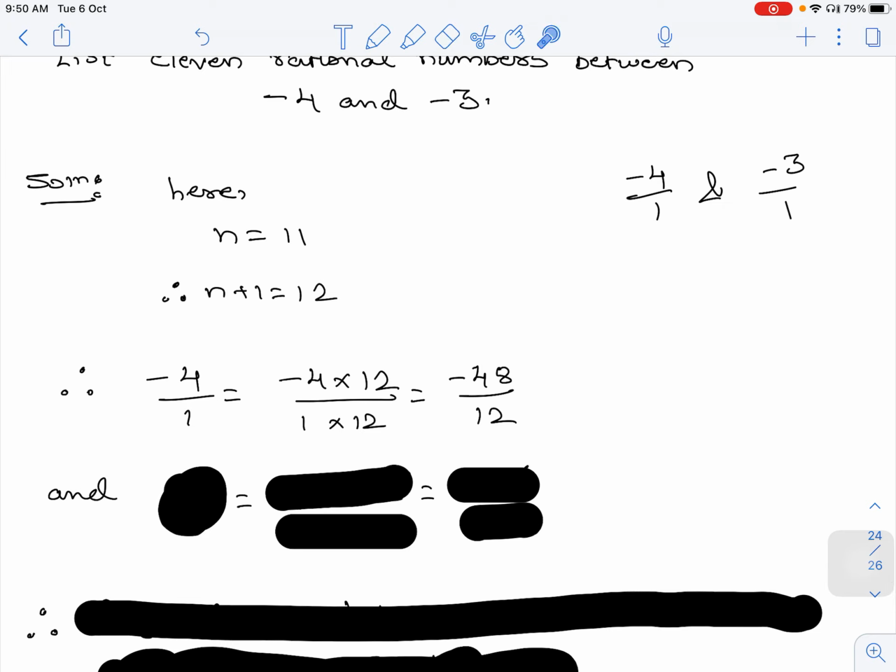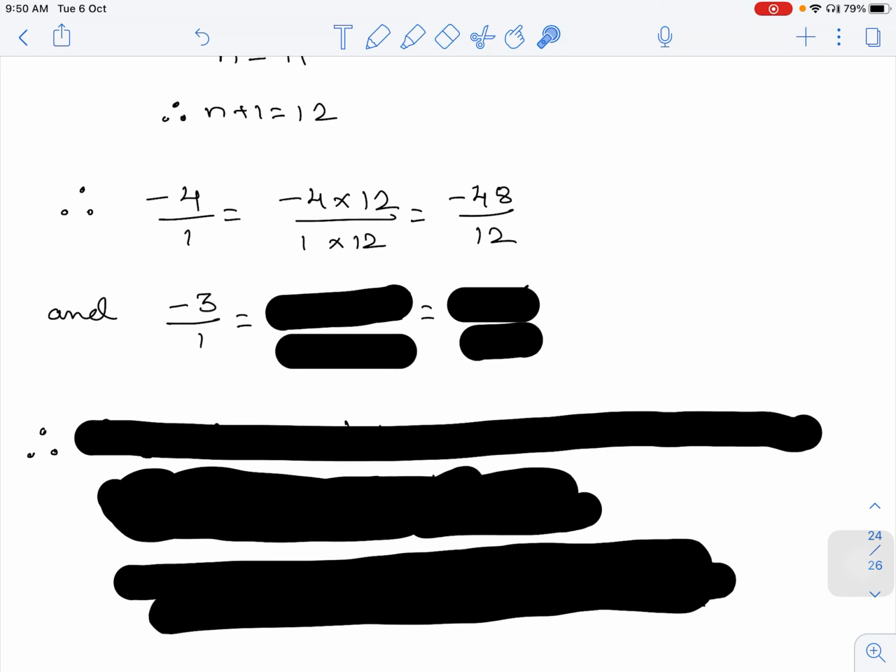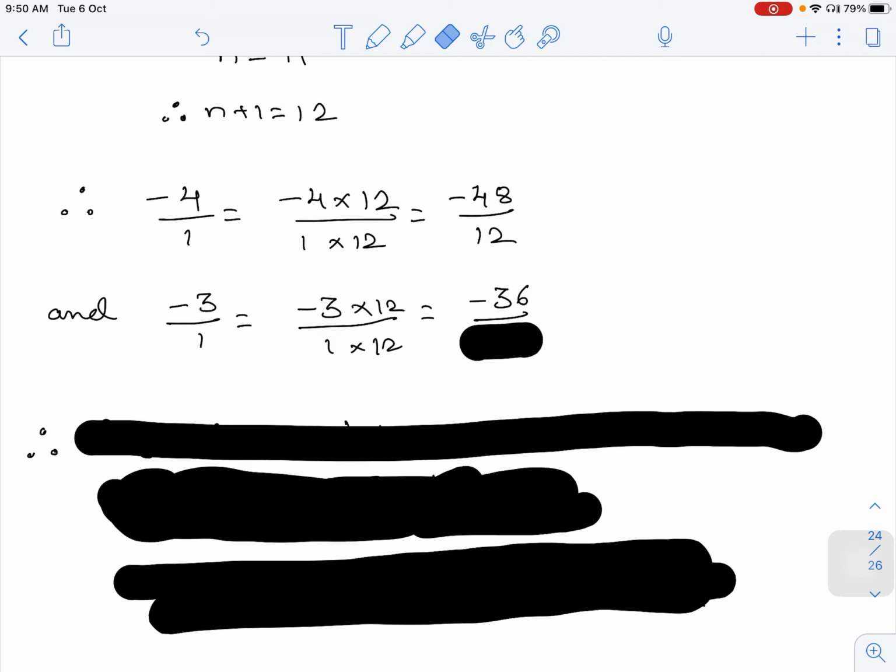Now another number which we have is -3. This -3 can be written as -3 upon 1, which we have written here. Again here the denominator is 1. Since n plus 1 is 12, we will make this number also have denominator 12. To make this 12, we have to multiply the denominator by 12 and the numerator also by the same number. So when we multiply, we get -3 into 12 upon 1 into 12. Minus into plus will become minus, 12 threes are 36, and 1 into 12 will become 12.